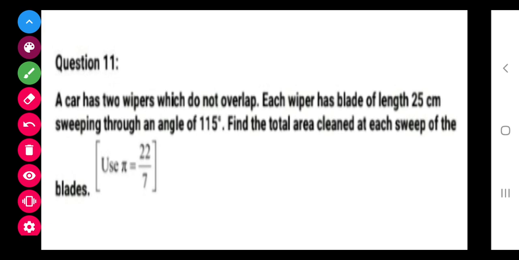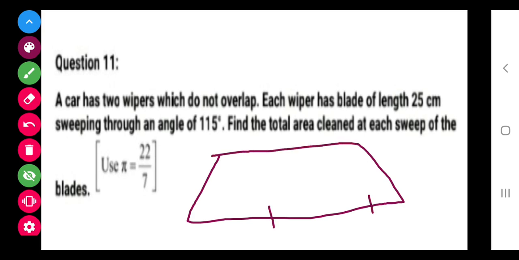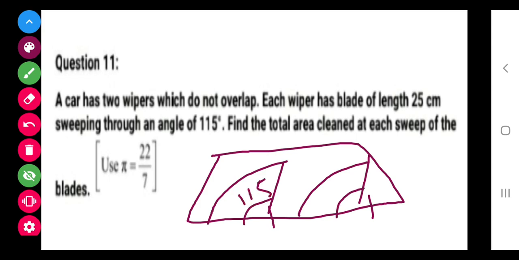Next is related to the car has two wipers, do not overlap each other. Each wiper has a blade of length 25 centimeter, sweeping through an angle of 115. Means suppose this is the car front, and there are two wipers, and the wiper length is 25, and it is going like this, and it is making an angle of 115. So class, angle is 115 and radius is 25.